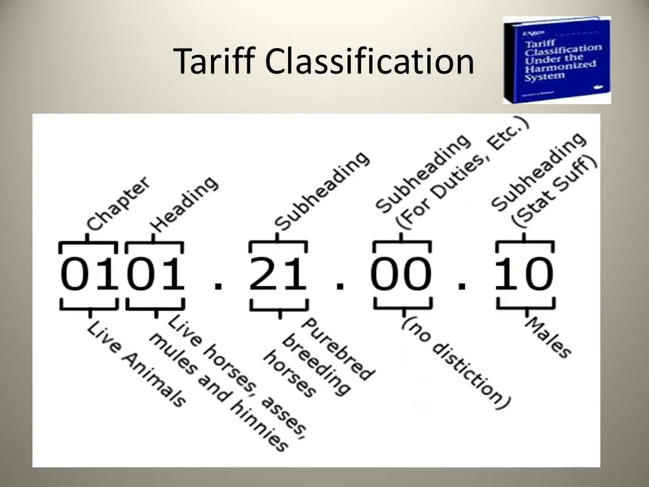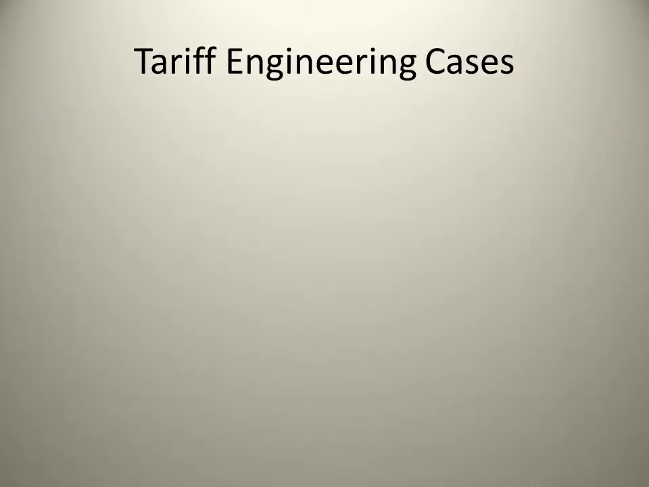Here is an example of a tariff classification code for live animals. Each heading gives a more specific description of the product. I'm going to discuss a few different tariff engineering cases.